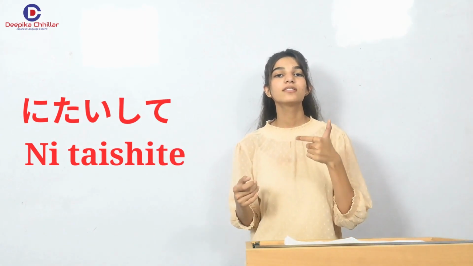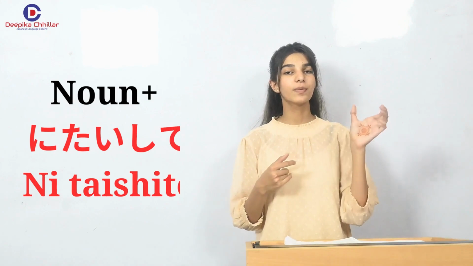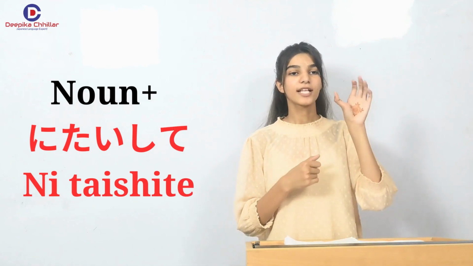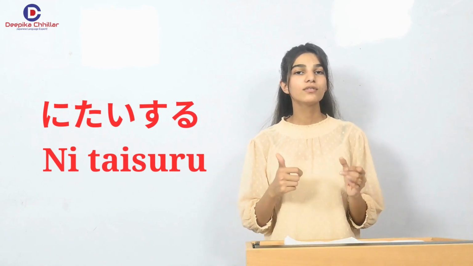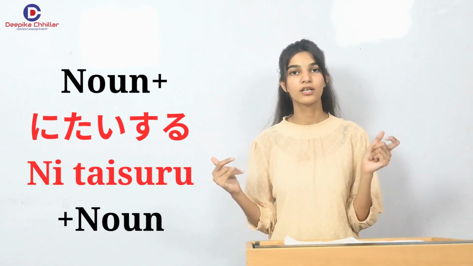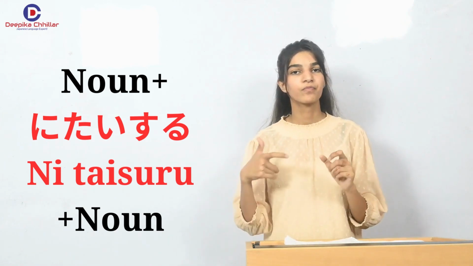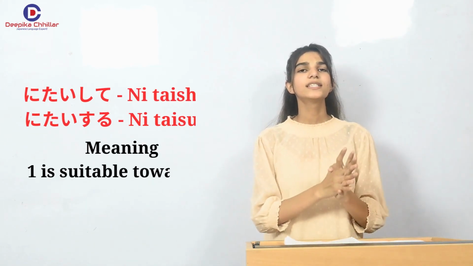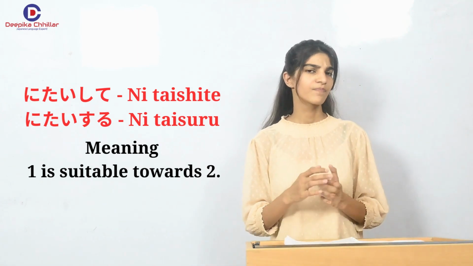If you're using ni Taishite in your sentence, there must be a noun before it, which means noun and then ni Taishite. But if you're using ni Taisuru, there must be a noun before it as well as a noun after it, which means noun, ni Taisuru, noun. Got it? Now, what does ni Taishite and ni Taisuru mean?